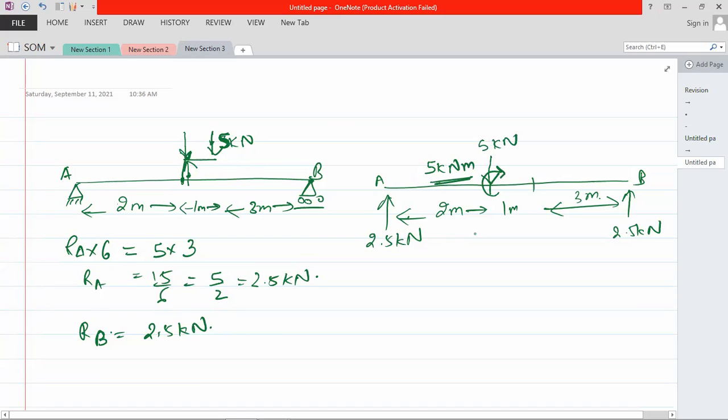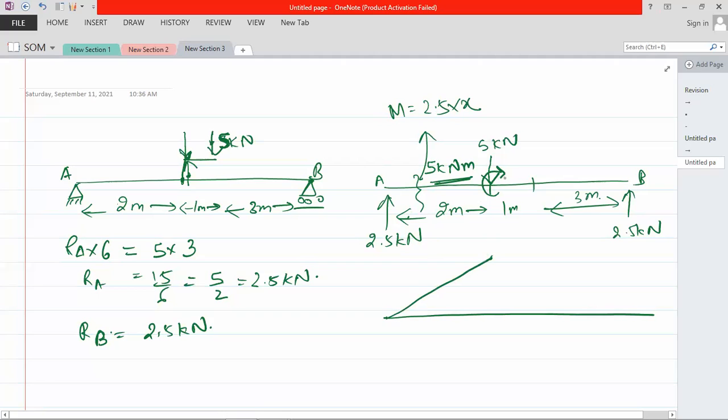Okay. Now I have to draw the bending moment diagram. Before 2.5, it is a linear load, because if you take any moment at this point, M is equal to 2.5 into x. So it will be a straight line up to 2 meter.